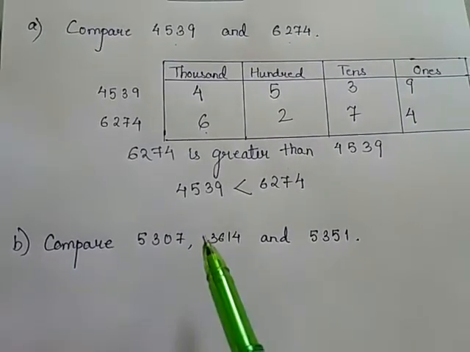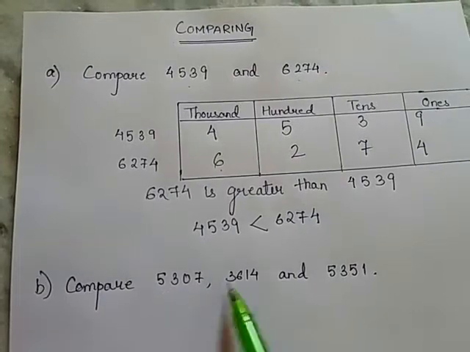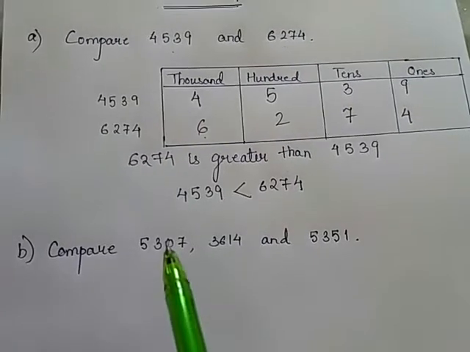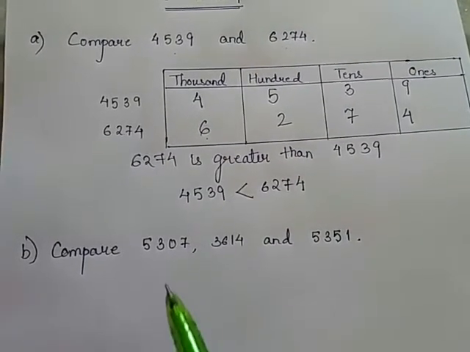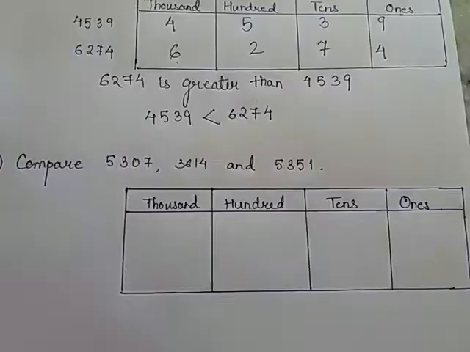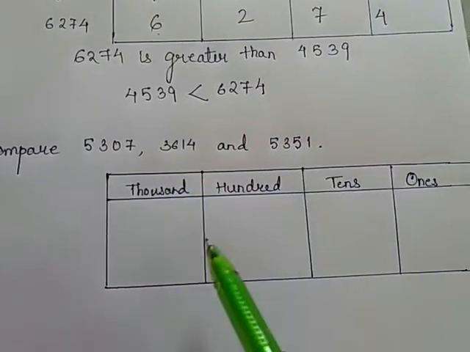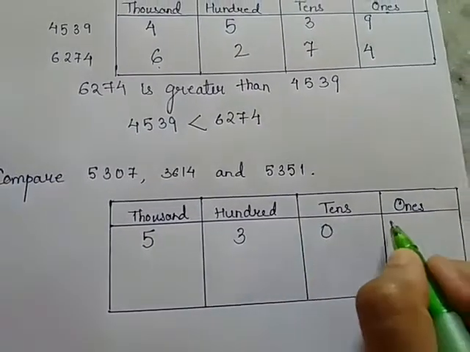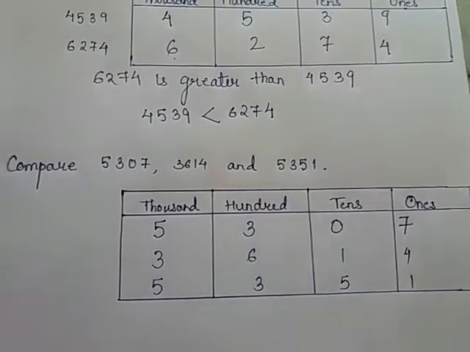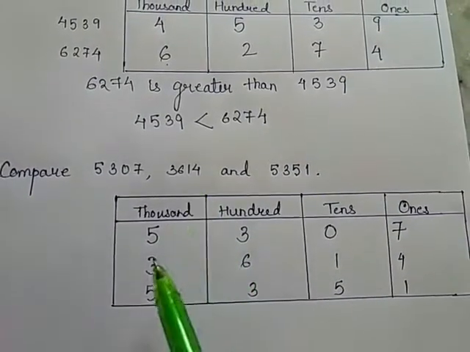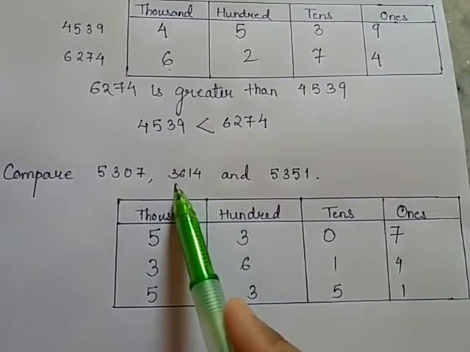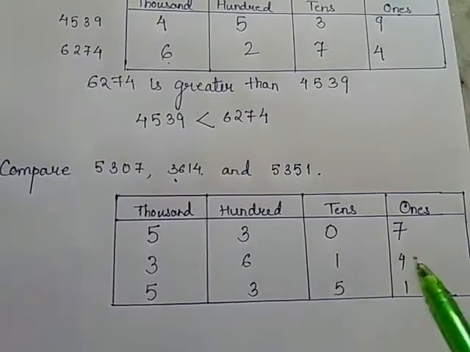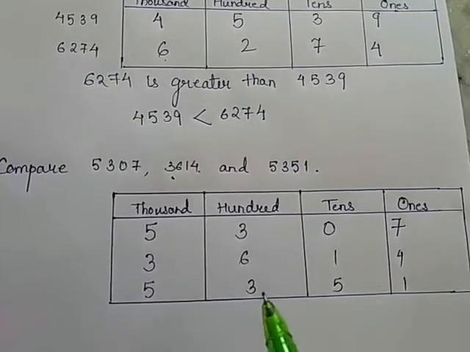Now here one more question we have, where we have to compare three 4-digit numbers. Then again we have to make a place value chart and we will put each value one by one and then we will compare. So here is our place value chart and let's begin with the first number, that is 5307. And likewise we have put this value also in this place value chart, that is 3614, and the third one is 5351.